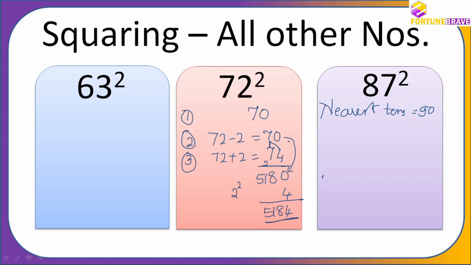Done. Now 9 fours are, because it is 84. 9 fours are 36. So 3 will go as carry, 6 will come here. Now there is 60 here. 3 is carry. Now how much? 9 into 8, 72 plus 3. 72 plus 3 is 75. 7560. Can you see? 7560.